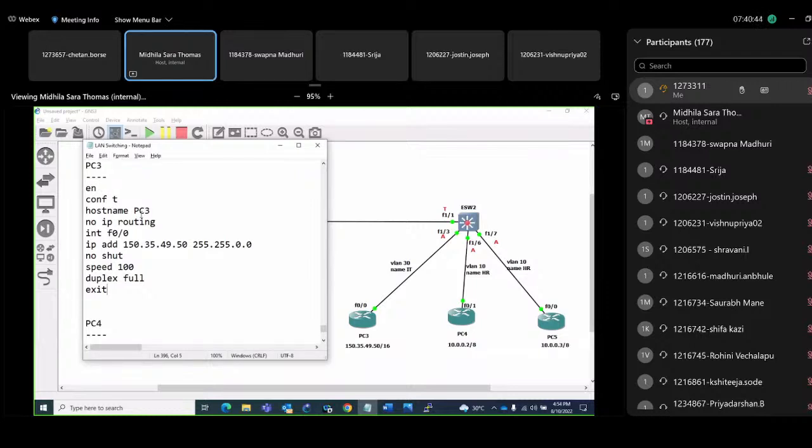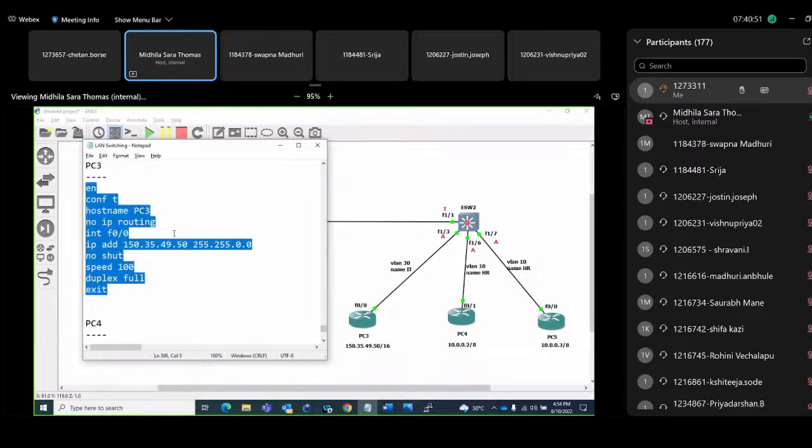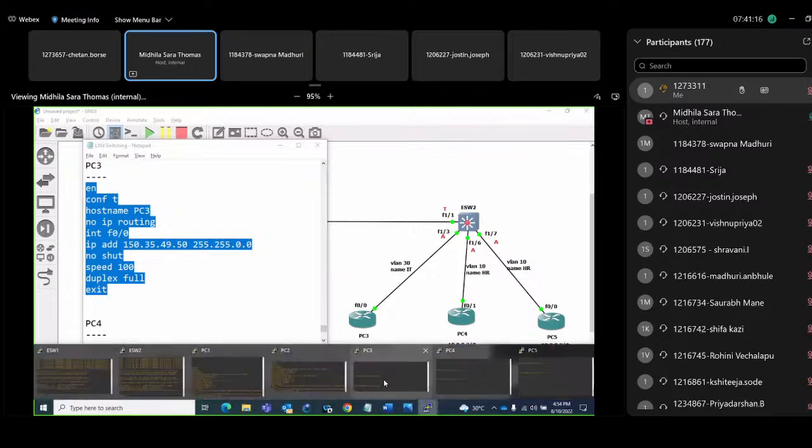Is it correct? I guess it's correct. I'm not sure. Yes, okay, fine. I'll paste it. What? No. Okay, what is wrong in it? What is wrong? Correct, right? Okay, let me paste it in PC3.